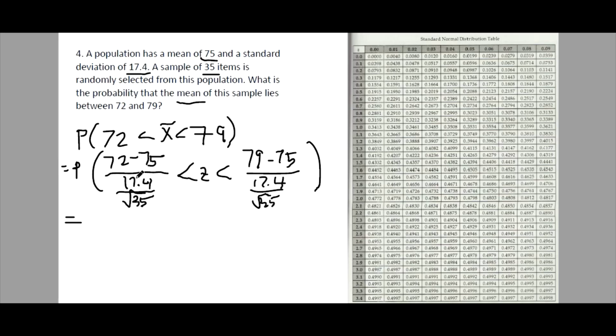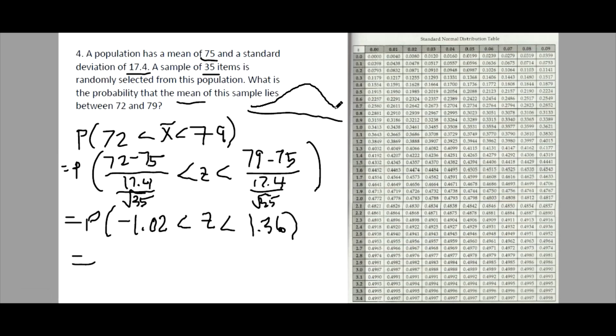So let's compute this one. 4 divided by square root of 35. So negative 1.02 for this one. Then on the other side, 1.36, positive 1.36. So one is on the left side and the other one is on the right side.